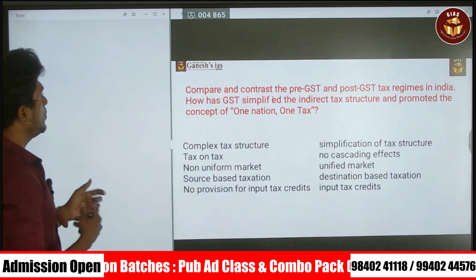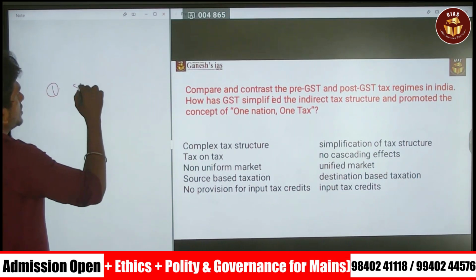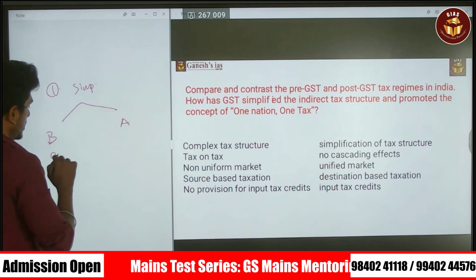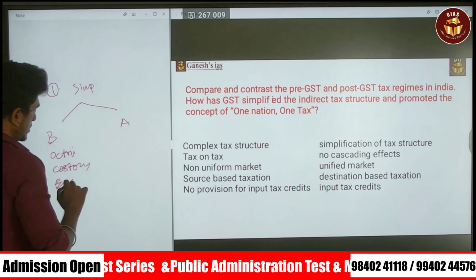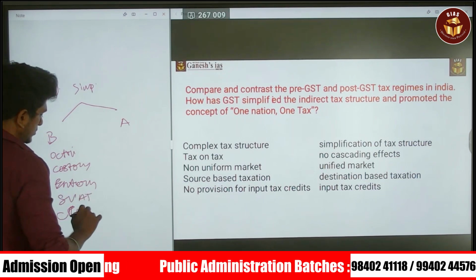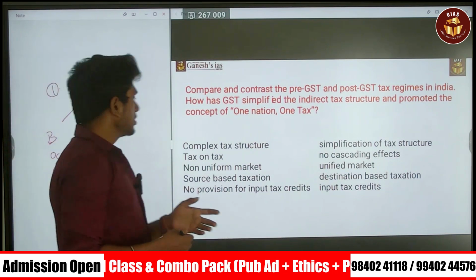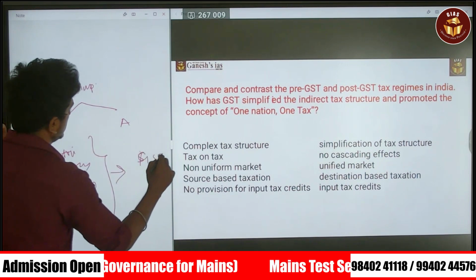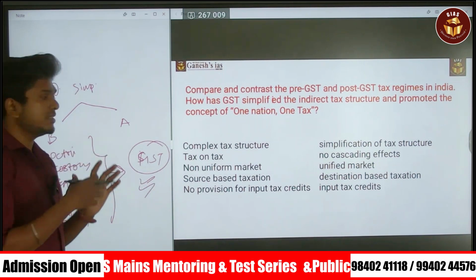Okay, next, compare and contrast. So the first thing is simplification of the tax structure. Before GST, after GST. Before that there was octroi tax, customs duty, entertainment tax, state VAT, central VAT. Like this there are n number of taxes. All these things are clubbed into the simple thing called GST. So this is the first thing that happened by the GST.